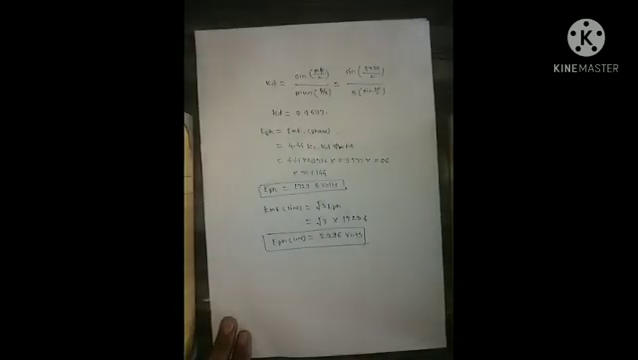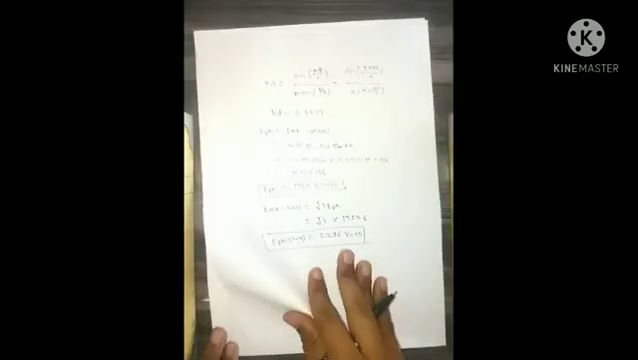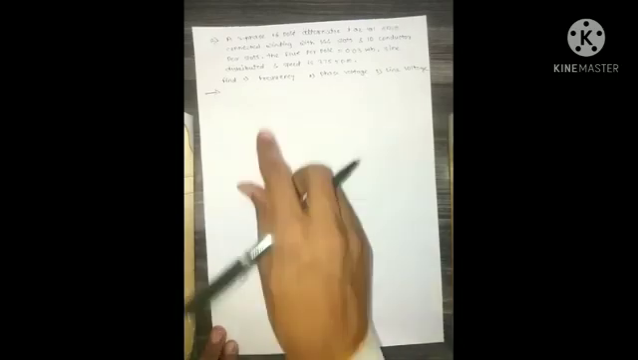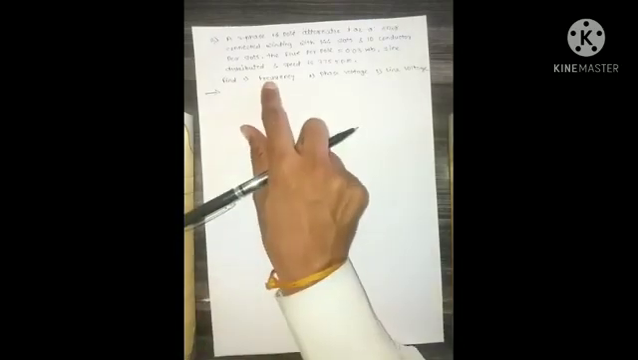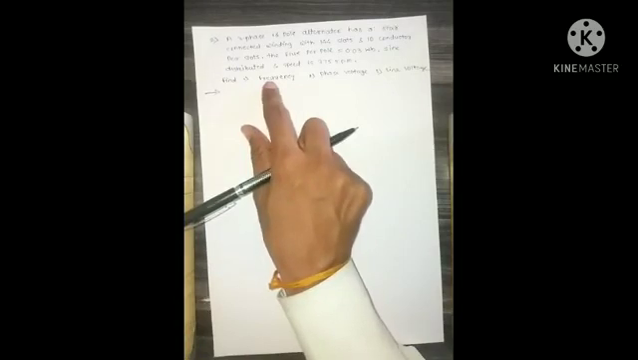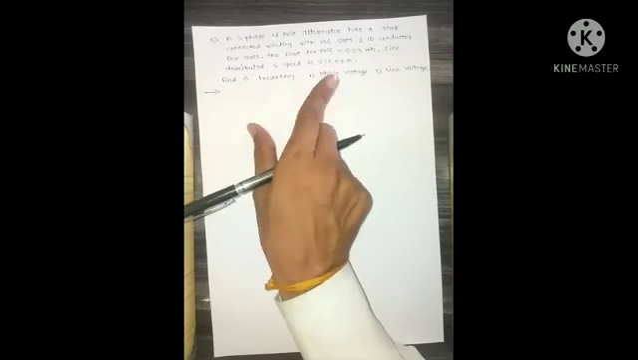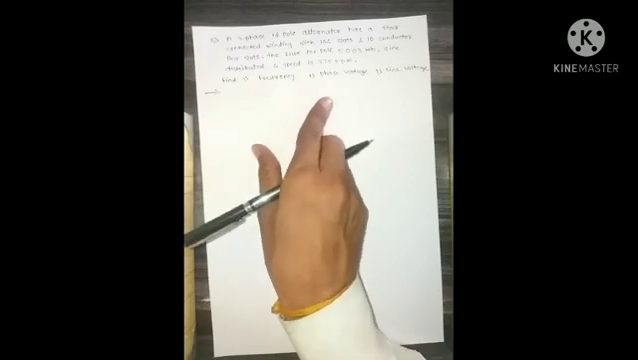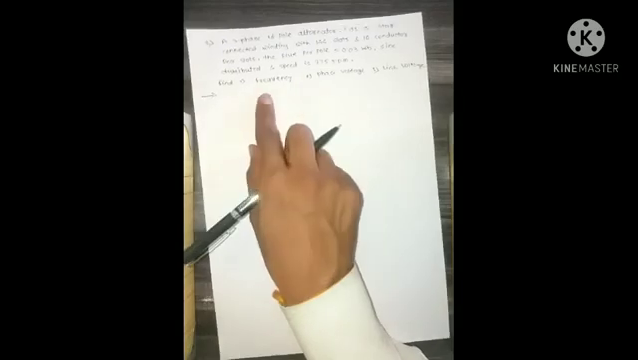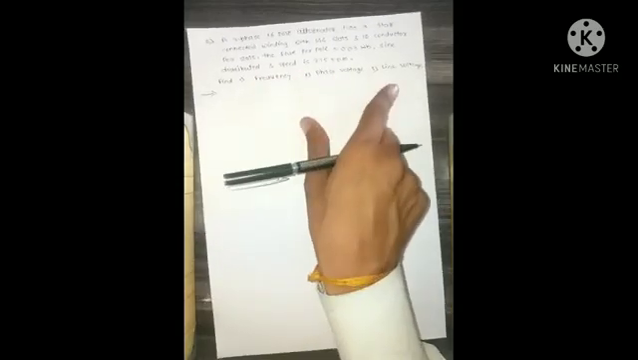Now we are taking the next numerical. The next numerical is: a 3-phase, 14-pole alternator has star-connected winding with 144 slots and 10 conductors per slot. The flux per pole equals 0.03 Weber, sine distributed, and the speed is 375 rpm. Calculate number 1 frequency, number 2 phase voltage, and number 3 line voltage.